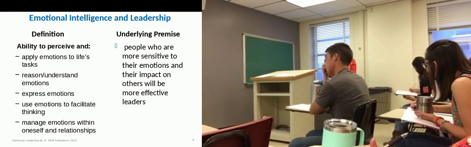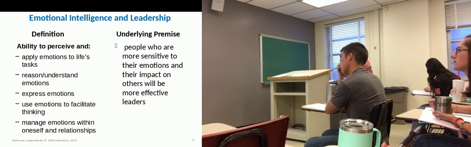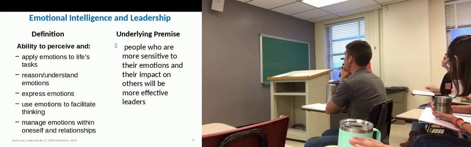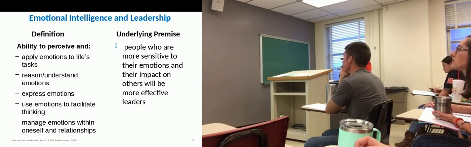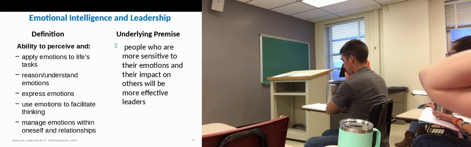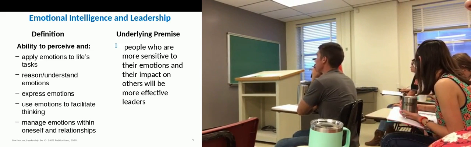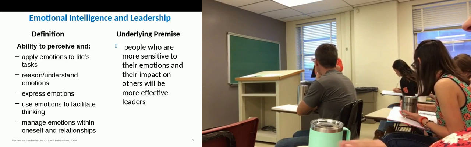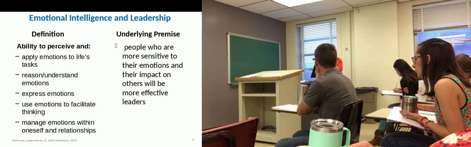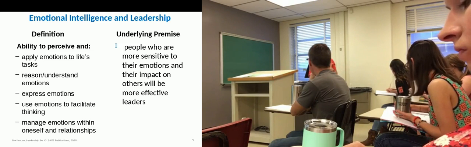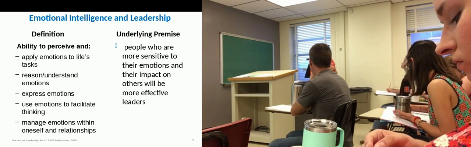And it's the ability to perceive and apply emotions to life's tasks, to reason and understand emotions, express emotions, use emotions to facilitate thinking, and manage emotions with yourself and with others in relationships. Again, if you're more sensitive to your emotions, you'll understand their impact on other people, which will make you a more effective leader. Research has shown that when we look at someone's emotional intelligence score, and then ask the people that work for them or are in their group to rate their effectiveness, the higher emotional intelligence score that someone has, the more effective they're perceived by others as a leader.